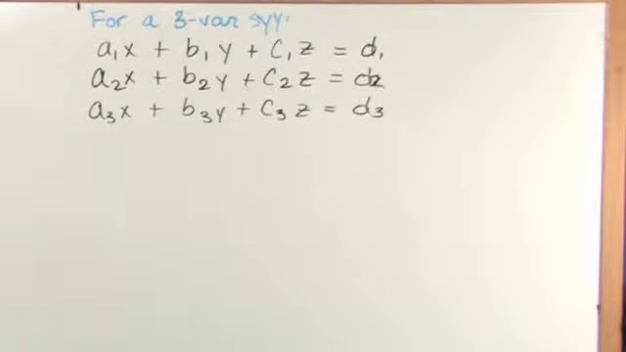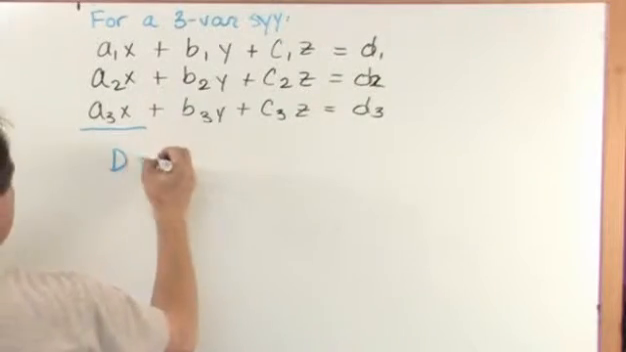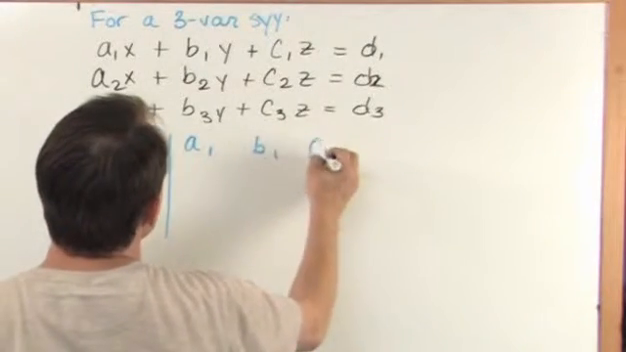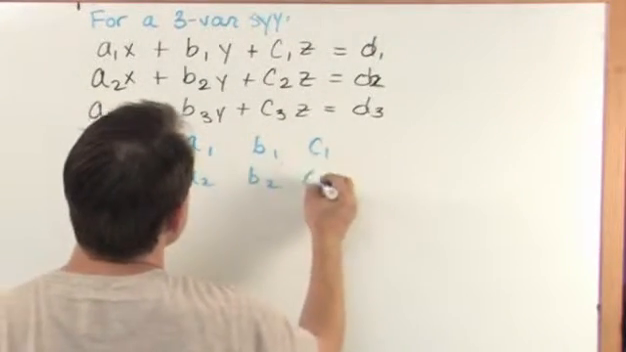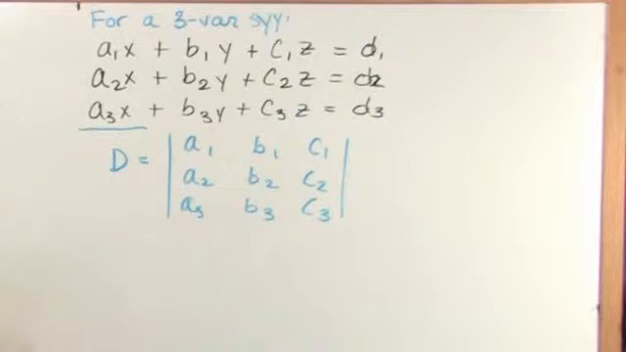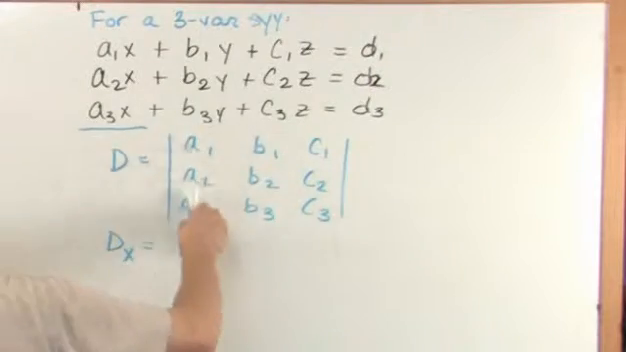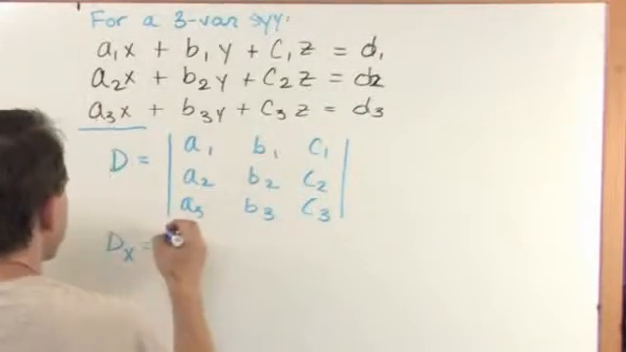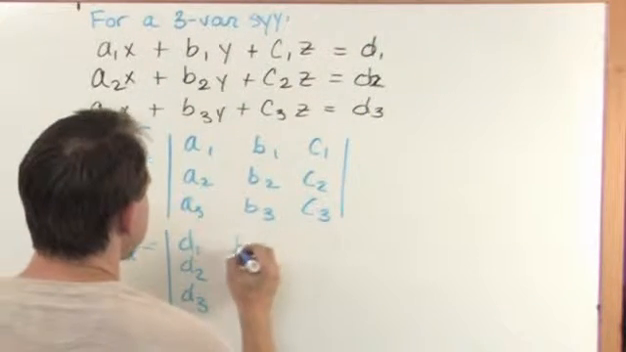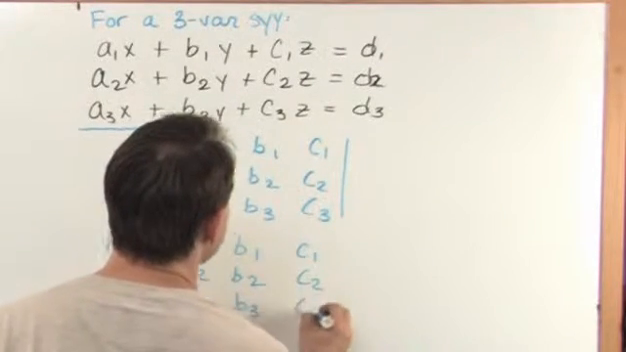Now how do you apply Cramer's rule? It's really exactly the same thing. You just have to be a little careful. The big D, the big matrix, is just a matrix of what's on the left, just like before. A1, B1, C1, A2, B2, C2, A3, B3, C3. Determinant. That's it. That's D. Now when you're calculating D sub x, all you do is you say, well, these are the coefficients of x, so I replace them with what's on the other side of the equal sign. So I'll have D1, D2, D3, and then the rest of the matrix stays the same: B1, C1, B2, C2, B3, C3.